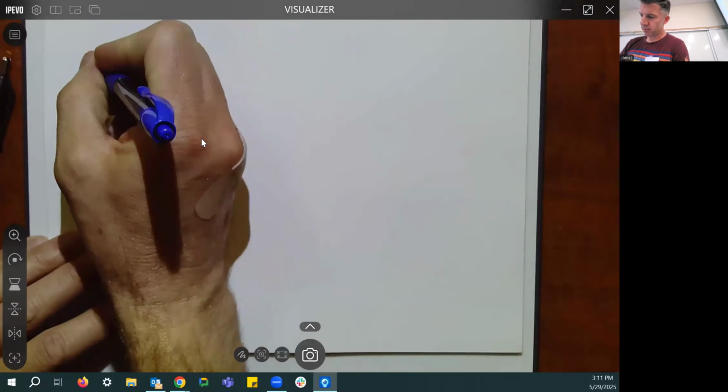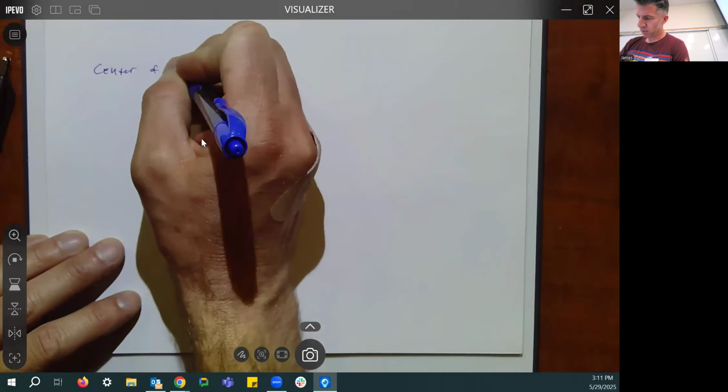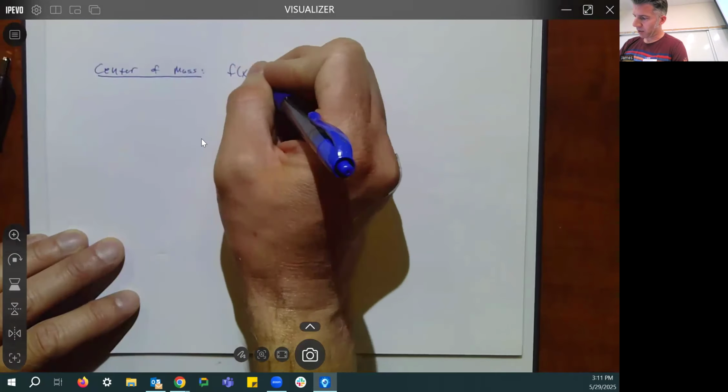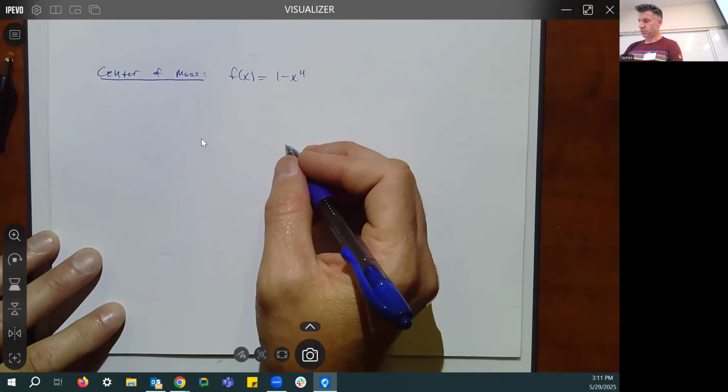All right. So, what was this question from the exam? So it was the center of mass problem. Okay. The function was 1 minus x to the fourth. So our function was 1 minus x to the fourth. Then two x coordinates, -1 and 1.